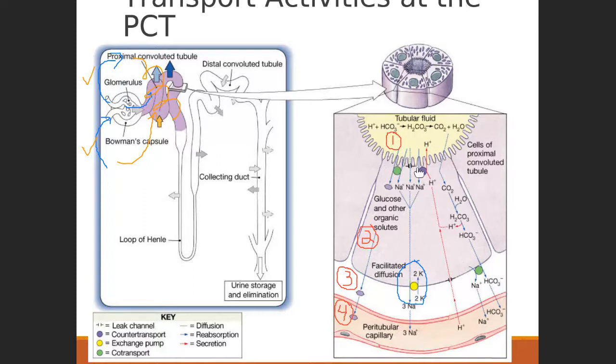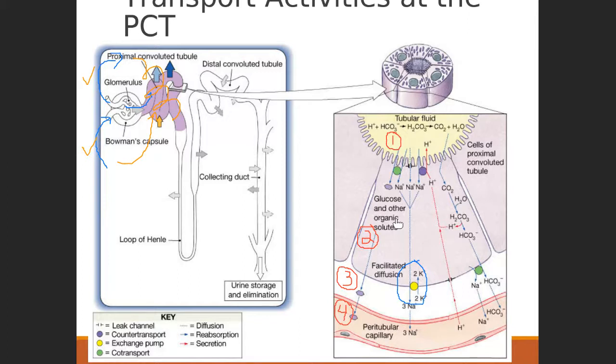All along this wall, the membrane separating the tubular fluid from the intracellular fluid, we will see secondary active transporters. Now remember, secondary active transporters always use 2 solutes. We will see symporters for sodium and glucose. We will see symporters for sodium and calcium. We will see symporters for sodium and magnesium.